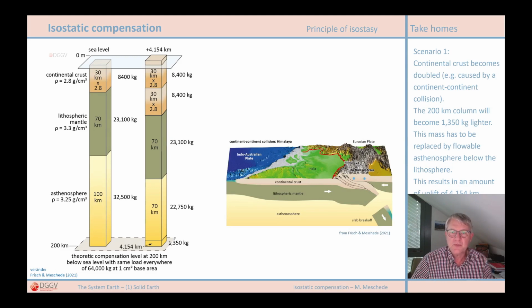At a density of 3.25 grams per cubic centimeter, 1,350 kilograms correspond to a column of more than 4 kilometers in height, 4.154 kilometers to be precise, made of asthenospheric material. Of course, the density of the asthenospheric mantle plays a crucial role in calculating this value. By this amount of more than 4 kilometers, the overall column is now longer and raised compared to the original position of the top. More than 4 kilometers.